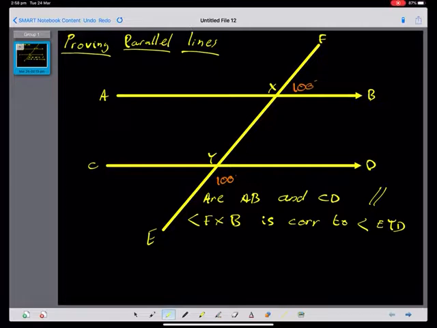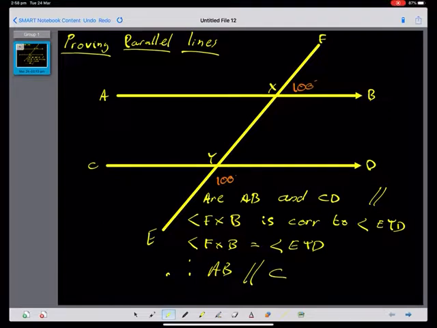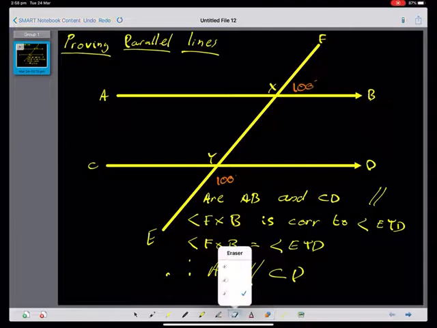Let's write that down mathematically. We can say that angle FXB is equal to angle EYD. Therefore, we can conclude that AB is parallel to CD. Let's look at one more example. If you can copy that down, let's look at one more example.